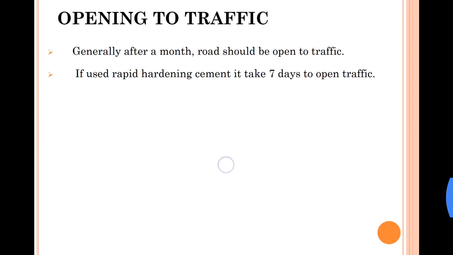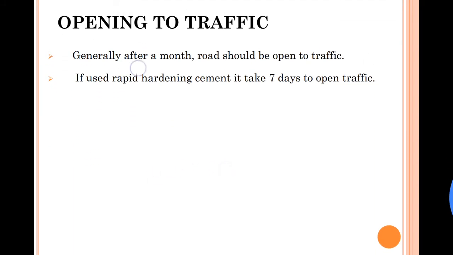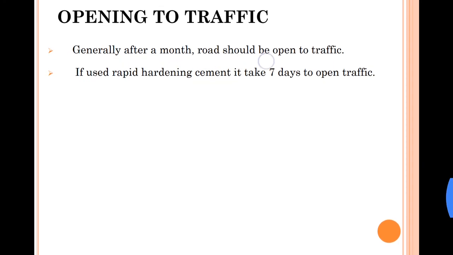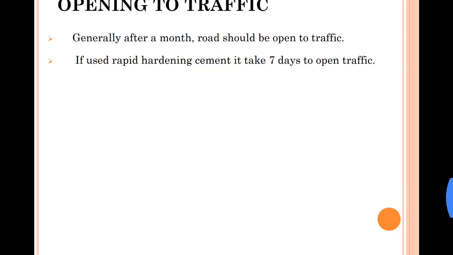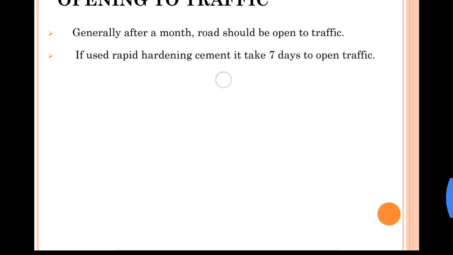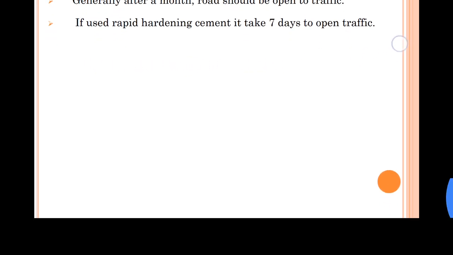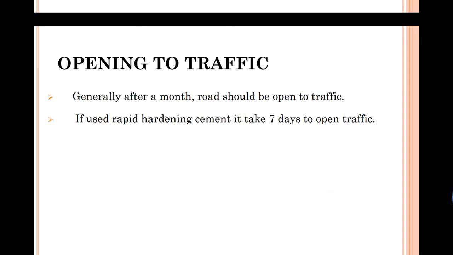Then we have opening to traffic. Generally after a month, that is after 28 days, a road should be opened to the traffic. If rapid hardening cement is used, it takes about 7 days to open to traffic. So this is it for construction of rigid pavements.